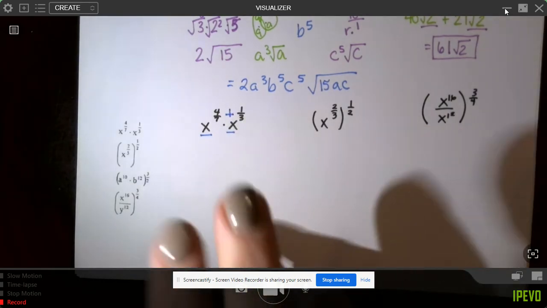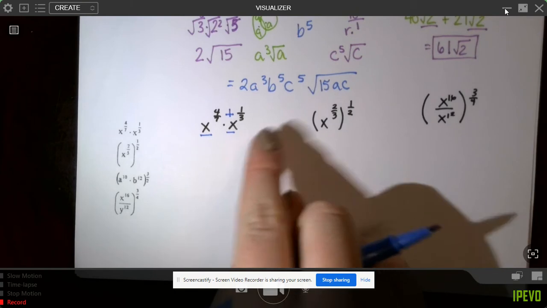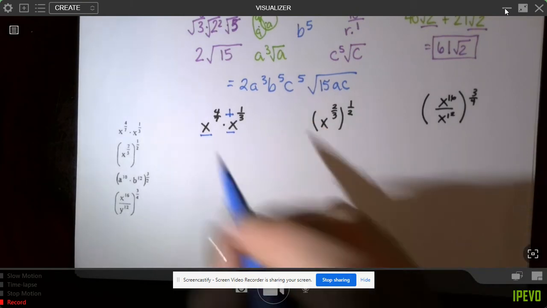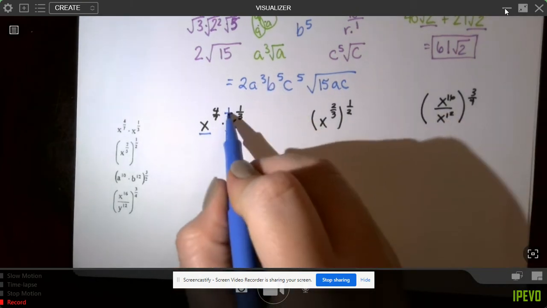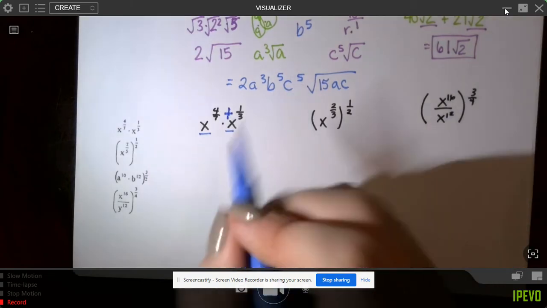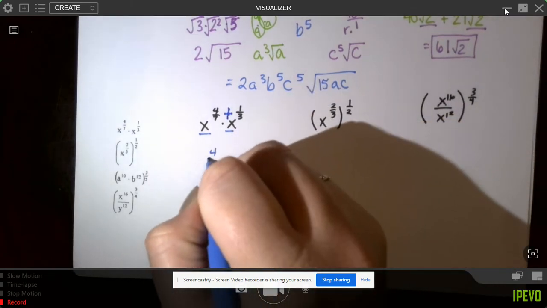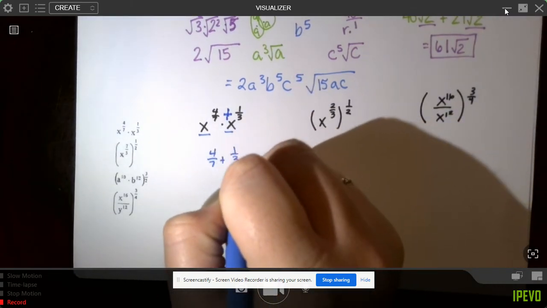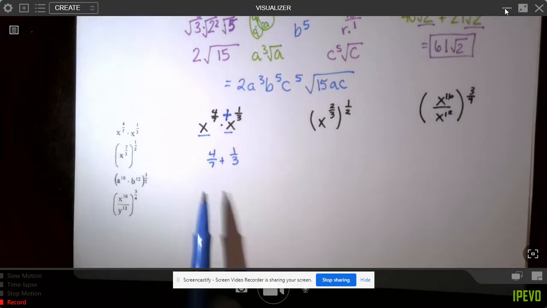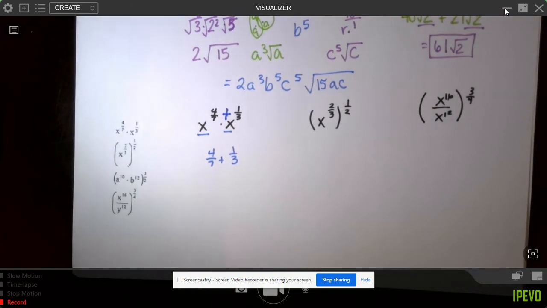This is how when you do x times x, you get x squared, because you add 1 plus 1 and get 2. Well, in this case, we're going to add 4/7 and 1/3. Now, you'll notice 4/7 and 1/3 do not have the same denominator, so we can't just combine straight across here. That's not how we add fractions. We have to make them have the same denominator.